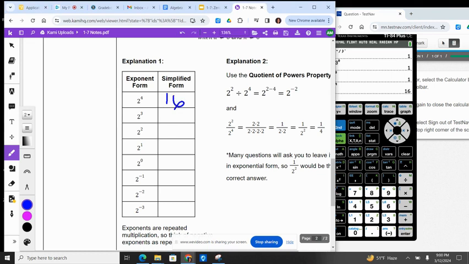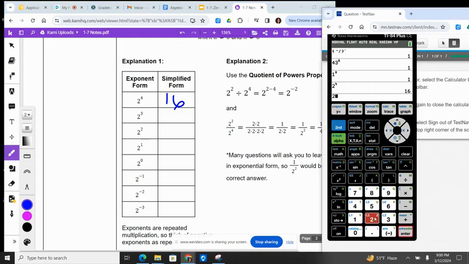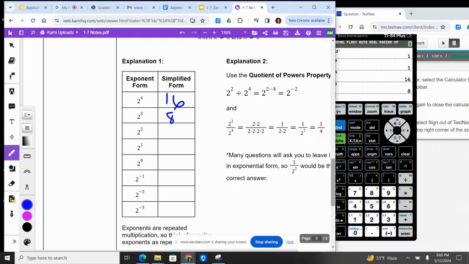Okay, so we got that. We get 2 to the 4th power is 16. 2 to the 3rd power, that's 2 times 2 times 2, which is 8. Again, if you want to prove it on here, use the calculator. That is 8. It is not 6. It is a common mistake. People multiply them.